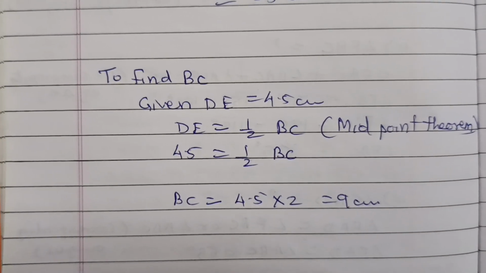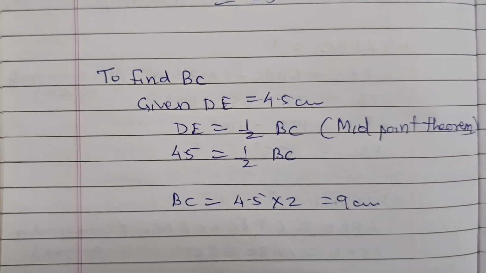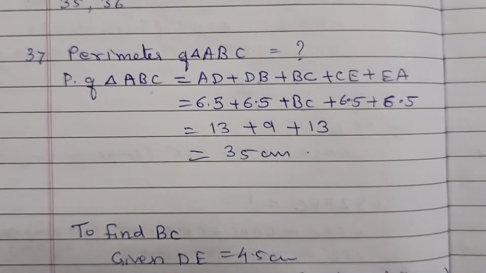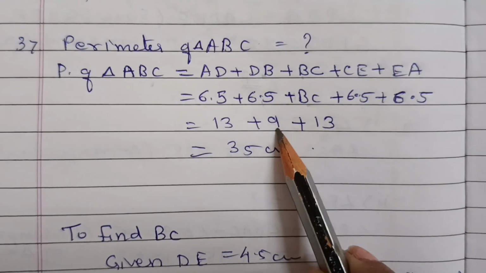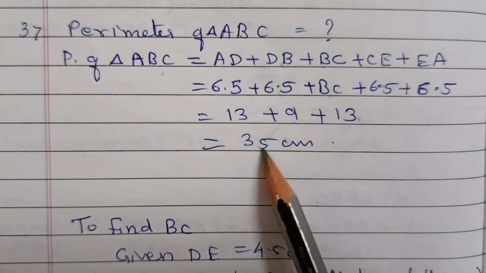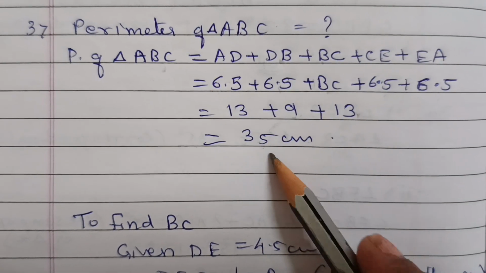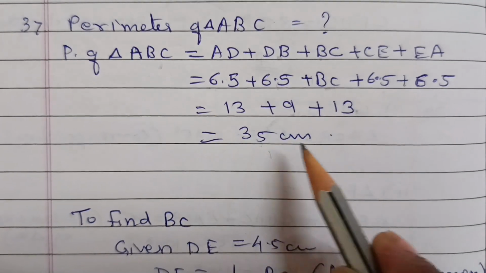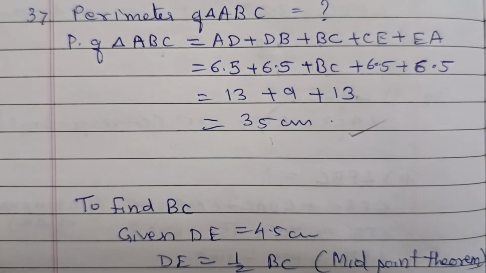Now substitute BC is equal to 9 in the above equation. Here BC is equal to 9. We have substituted 13 plus 13, 26, plus 9 is 35 centimeters. So the perimeter of triangle ABC is 35 centimeters.